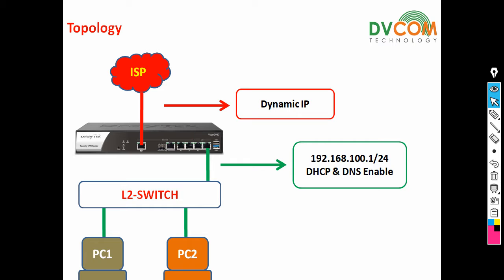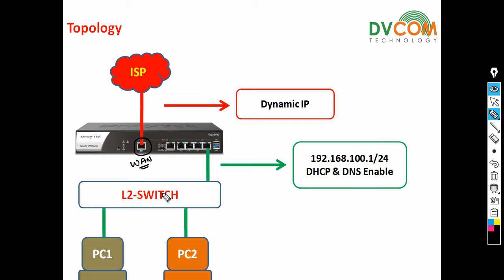So this is my lab topology. In my lab topology, there is port number 1, which is connected directly to the internet. This is the interface I am going to use as a WAN. Actually, this is my basic topology, guys.